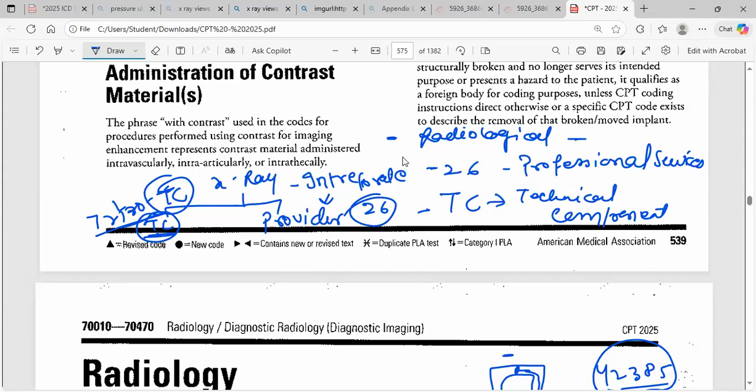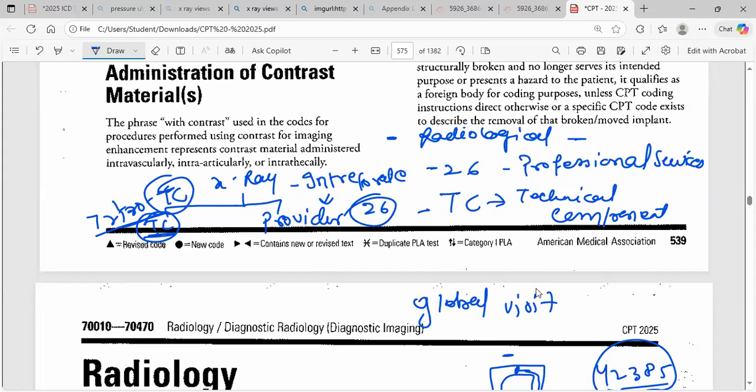And whenever we get these services in the hospital and we are billing for the hospital only, our hospital owns the equipment. So the hospital did the X-rays as well as interpreted the report. In that case, we are going to bill the global visit. Global visit means we are not going to use the modifier 26 and we are not going to use the modifier TC.